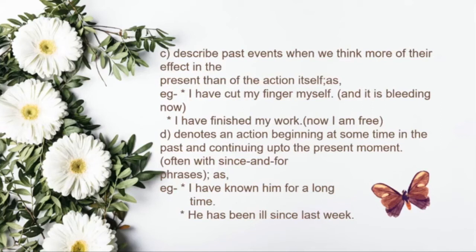Next use, children. It denotes an action beginning at some time in the past and it is continuing up to the present moment. And here once again, you have to keep in mind that often we use the present perfect tense with since and for phrases. For example, I have known him for a long time. Now this action began in the past. I have known him and I still know him. That means we have continued it till the present.